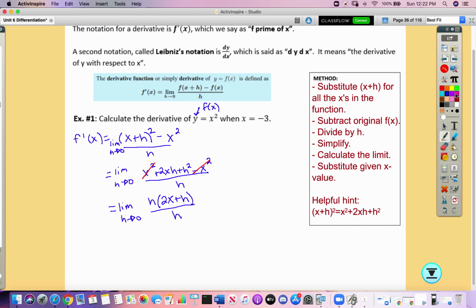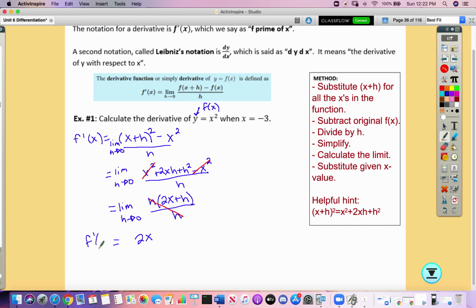Oh, hello. h divided by h. That's a fancy one. And so now I've got the limit as h approaches 0 of 2x plus h. And I can actually calculate that limit now by substitution. So if I substitute a 0 in for my h, I'm going to get 2x because I took the limit as h approached 0. So great.